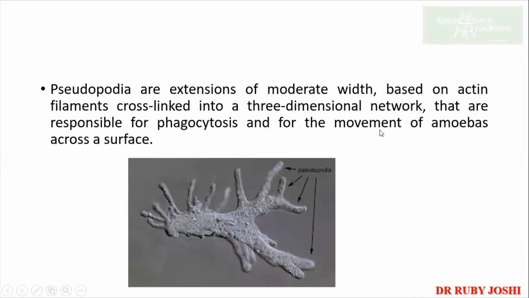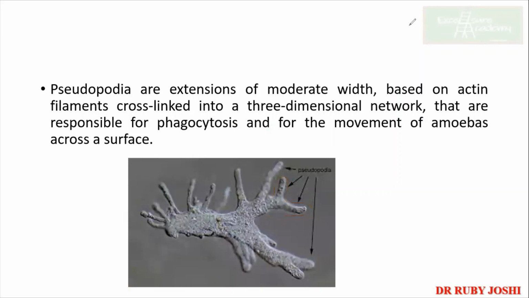Now, pseudopodia. What is pseudopodia? Pseudopodia are extensions of moderate width based on actin filaments cross-linked into a 3D network, which is responsible for phagocytosis and for the movement of amoebas across the surface. So wherever these kinds of projections are formed, these are your pseudopodia, which have no fixed shape, okay? This is pseudopodia.